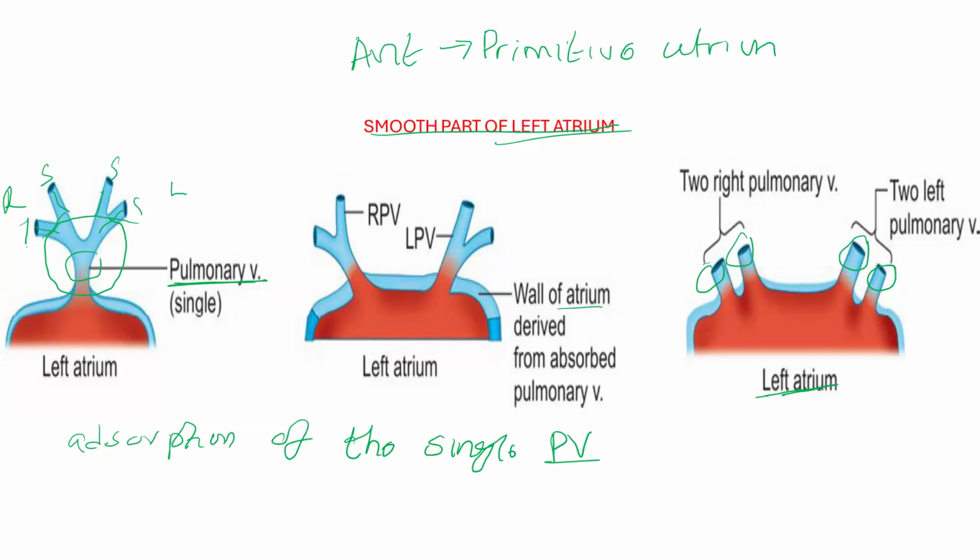Initially, you had a single pulmonary vein, which would receive the four pulmonary veins. But as the left atrial development continues, that single pulmonary vein is taken up by the left atrium. It is incorporated into the left atrium, and it now forms the smooth part of the left atrium, which you know.